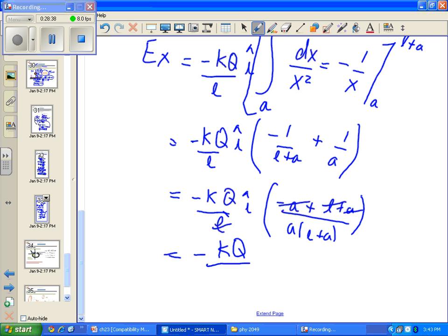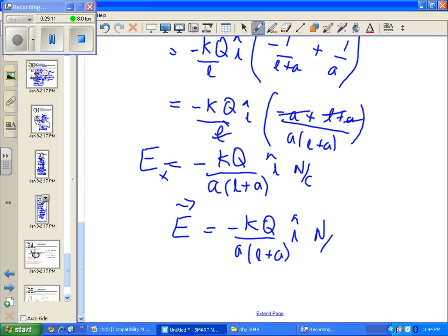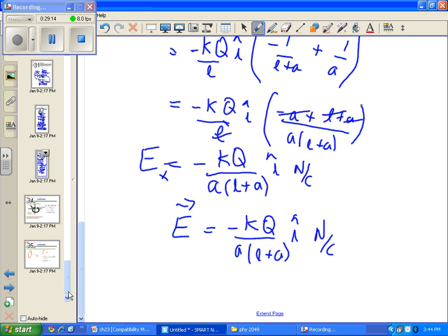They haven't given us any numbers, but presumably they would tell us the value of total q, the value of a, and the value of little l, and our work is done. This is the component of E in the x direction. It's negative. Let's not forget the unit. And so the vector itself, E, is the component minus kq in the negative x direction. Next problem.